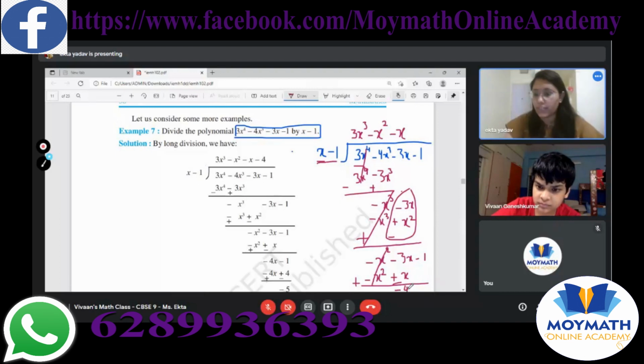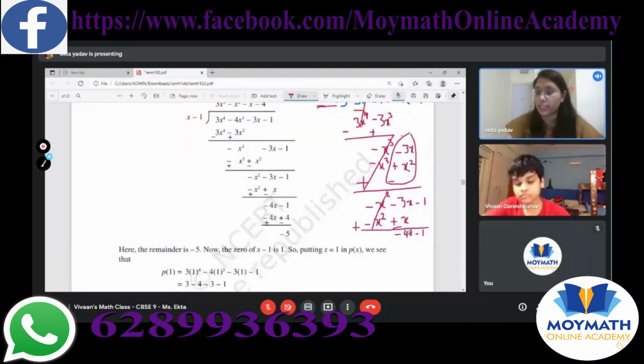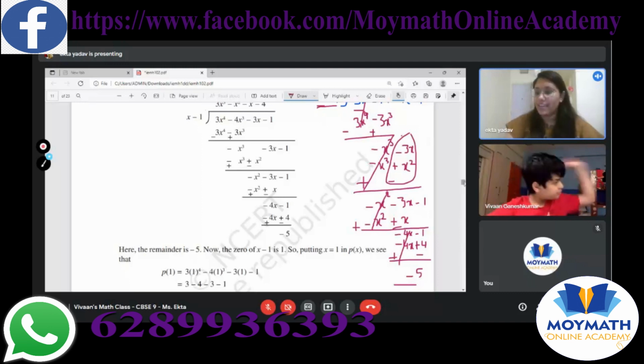Now further solve it. What should I multiply with x so that I get minus 4x? Minus 4. Minus 4, which we multiply, we get minus 4x. So minus 4x plus 4, because minus minus will become plus. So I change the sign and this will become 0 and this will become minus 5. So minus 5 is the remainder and this is my quotient.